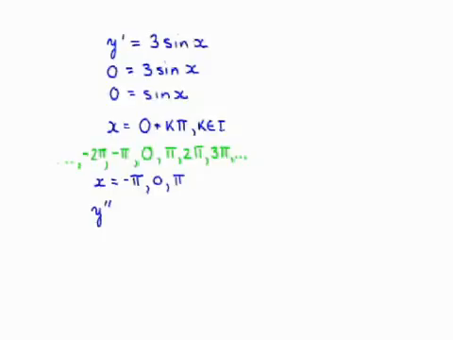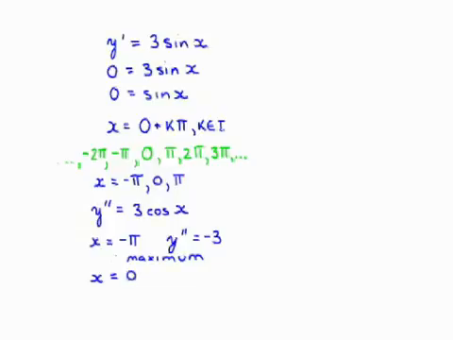Y double prime is equal to 3 cosine x. I'm going to substitute in my x value of negative pi, and I find that y double prime is equal to negative 3. Because y double prime is less than 0, I know that a maximum must be occurring at x equals negative pi. Then I substitute x equals 0, another critical point, into my second derivative, and I find that y double prime is equal to 3. Y double prime is greater than 0. Therefore, I know I'm dealing with a minimum.